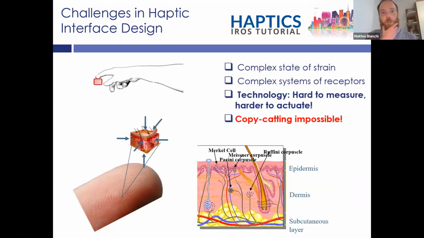But of course, trying to reach modality matching and to satisfy the modality matching paradigm is not easy, because human touch is a very complex system. The mechanics of touch is very complex. After an interaction with an object, we can observe a complex state of strain and a complex system of receptors. So it's very hard to measure this strain distribution, and even harder to actuate. And of course, we cannot try to merely mimic this type of distribution.